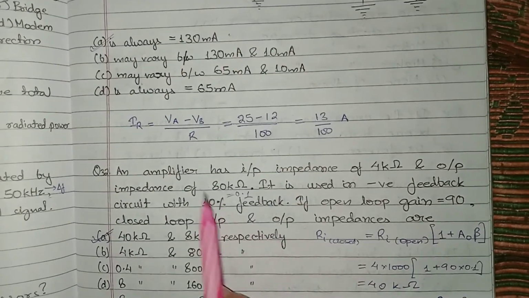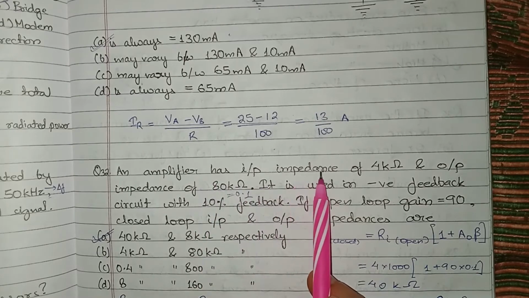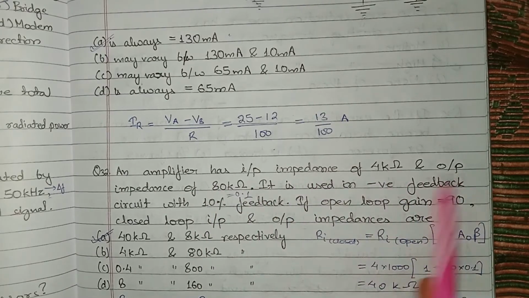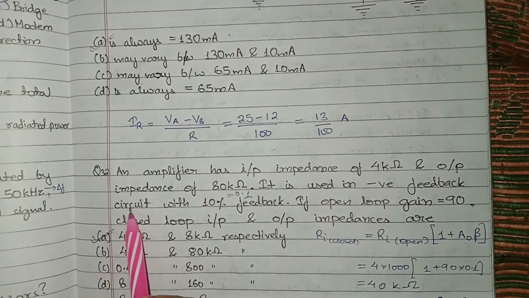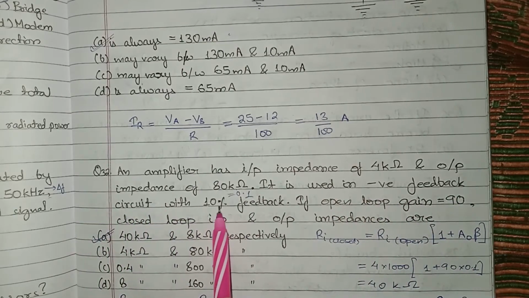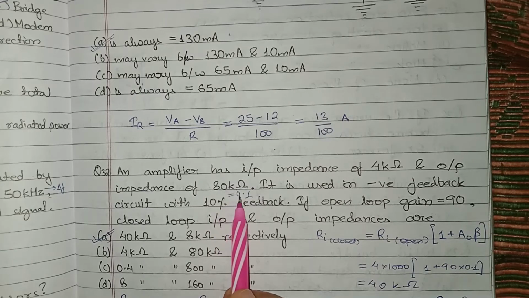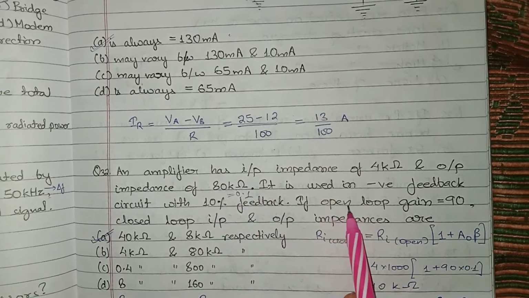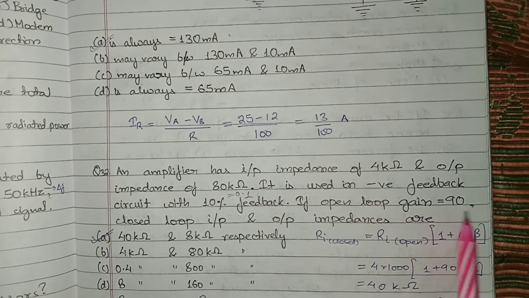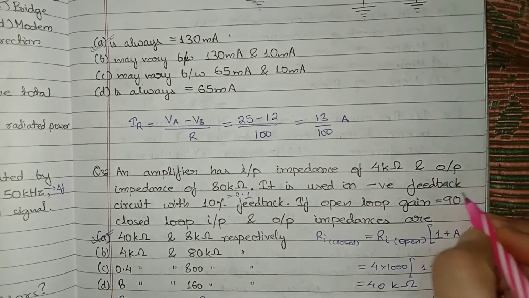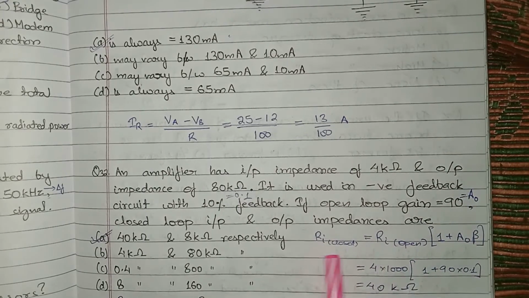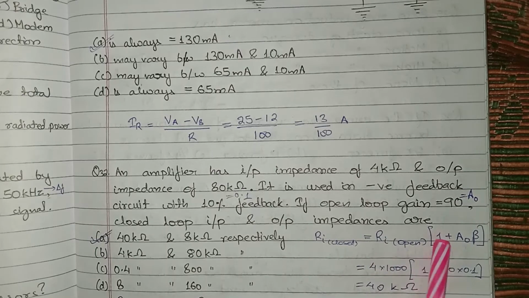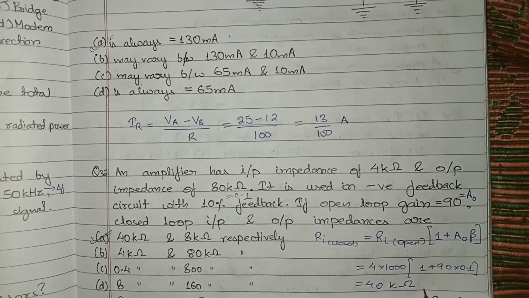An amplifier has input impedance of 4 kilo ohm and output impedance of 80 kilo ohm. It is used in negative feedback with a circuit with 10% feedback. That means beta is equal to 0.1, and open loop gain is given as 90, which is equal to A naught. So Ri closed would be Ri open into 1 plus A naught into beta. Putting the values, it comes out to be 40 kilo ohm.